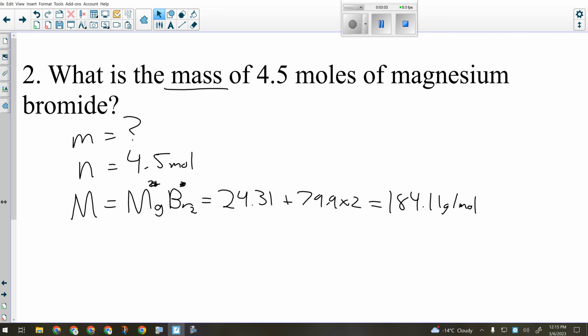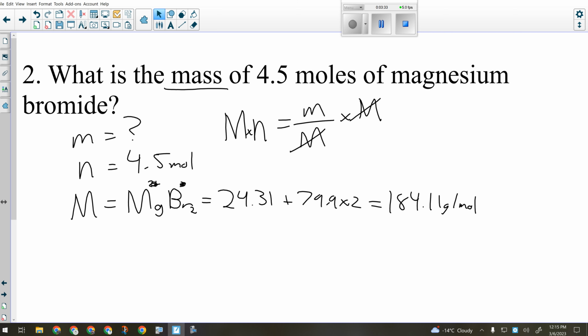I'm looking for little m. So that means I'm going to have to manipulate the mole equation to isolate little m. That means I've got to move big M. Rules of algebra say if I want to move something, I do the opposite. Right now, I'm dividing by big M, so I would multiply by big M. The second rule of algebra: what I do to one side, I do to the other. So I'd multiply the other side by big M, and now I've manipulated it.